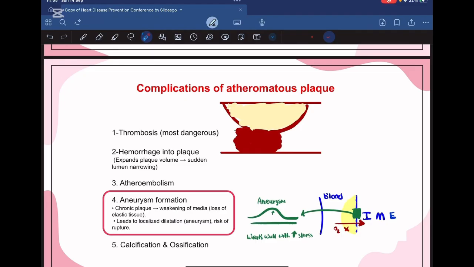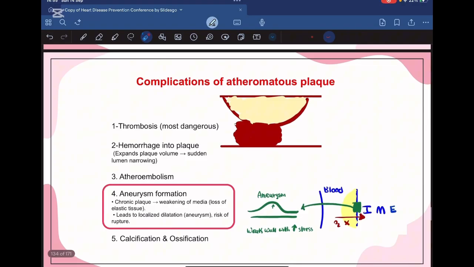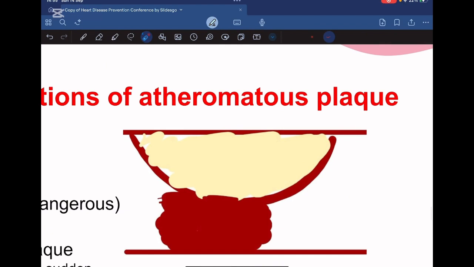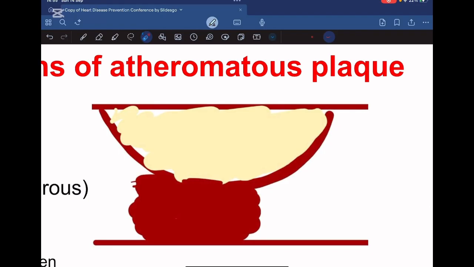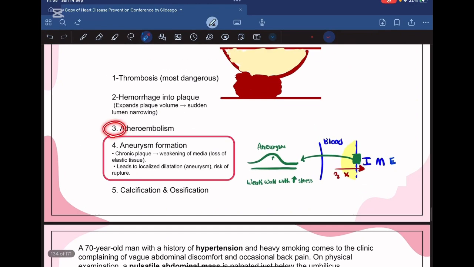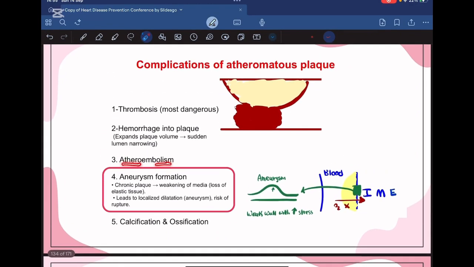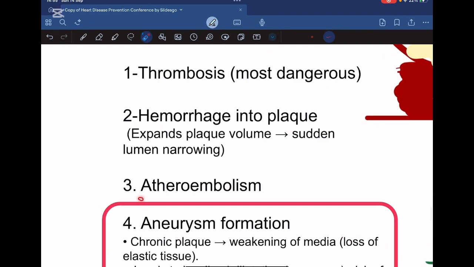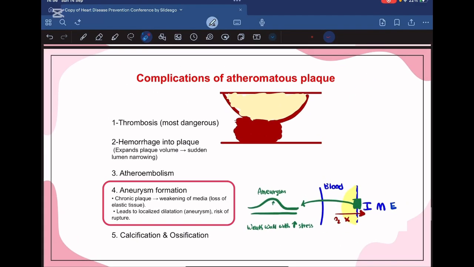Eventually, as we said, we can have an MI or stroke, depending on which type of artery. The second complication is hemorrhage, meaning inside the plaque. This is the plaque, and inside the plaque I have the hemorrhage. It will start to expand and completely block the artery. And we have a third complication, which is atheroembolism. From the word, we can understand atheroembolism: an embolism that is coming from this atheromatous plaque, it traveled somewhere else and blocked the artery.